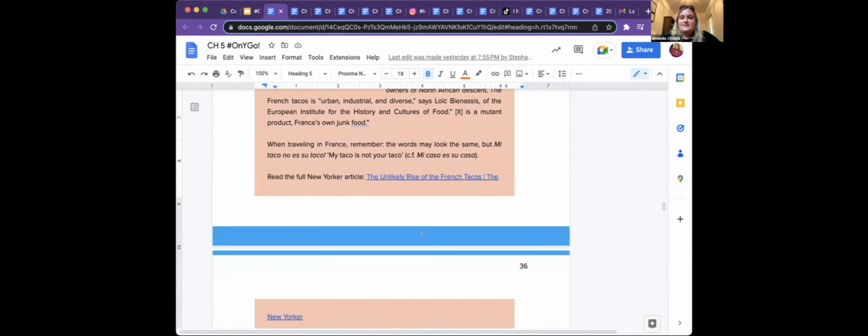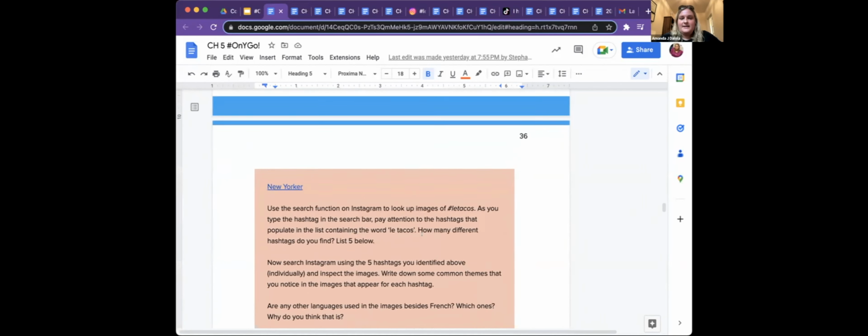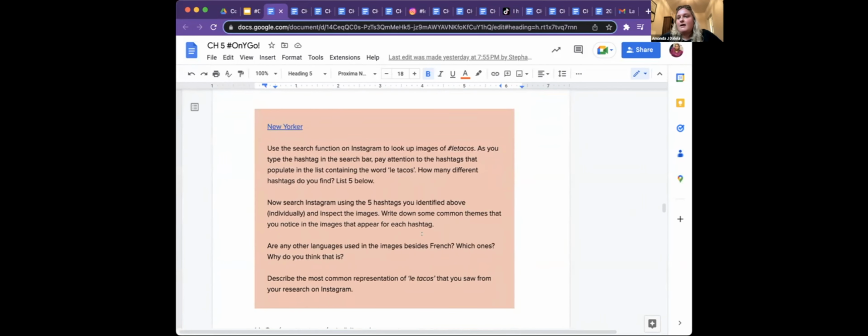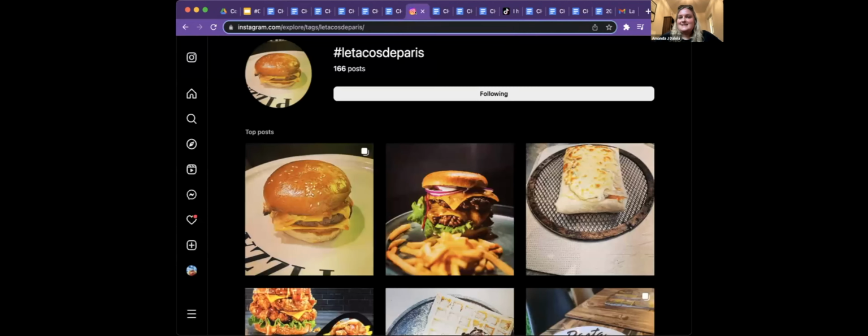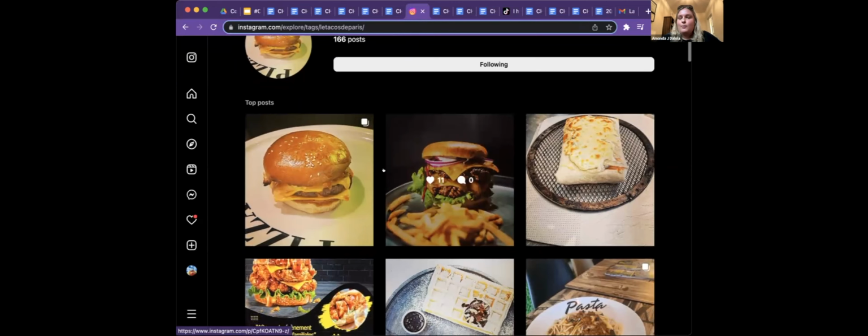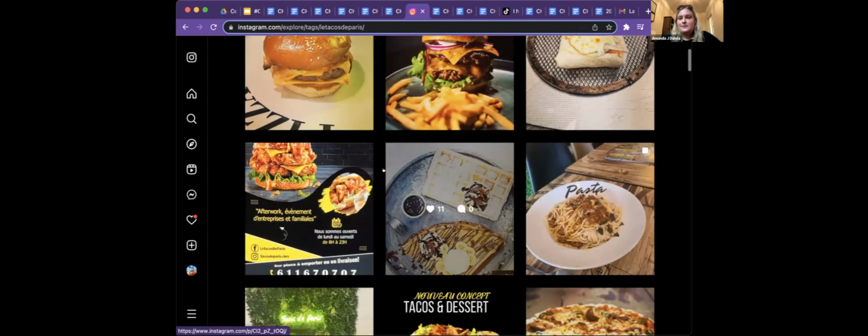And then what we like to do is give an application activity. So in this particular case, what we do is say, all right, well, you can read about it and you can have people tell you about it, but we want you to go find out about it for yourself. And so we actually encourage them to go to Instagram and look up this concept. In this particular case, I've done a hashtag search for Le Tacos de Paris. And there's a series of small scaffolded questions that lead them through: what do you notice about the common themes in what you're seeing?